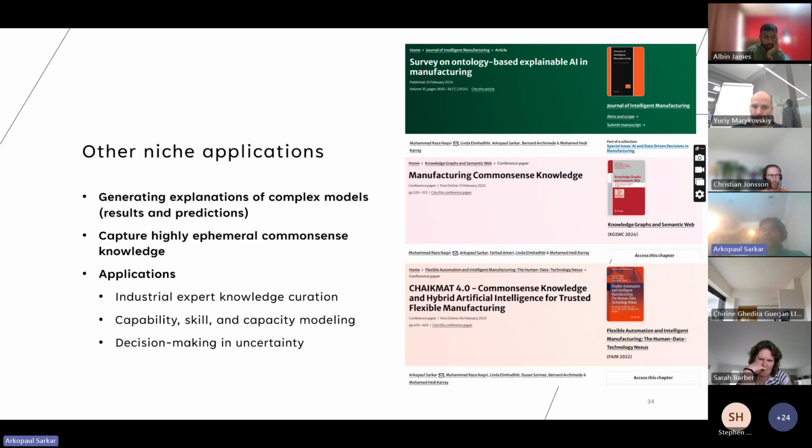Knowledge engineering can be used for explaining complex models, and also it can be used to capture common sense knowledge, which is a highly controversial and ephemeral type of knowledge, and comes in handy to capture the background knowledge or the expert knowledge for a domain. And then, of course, it is used in decision making in uncertain situations, for example, flexible manufacturing, finding your resource, etc.